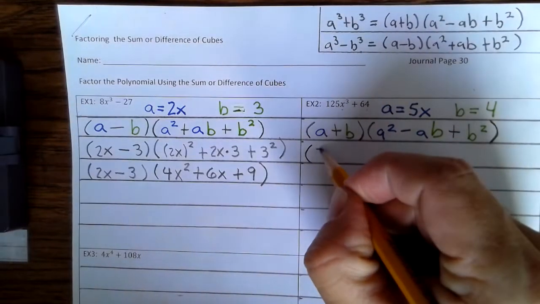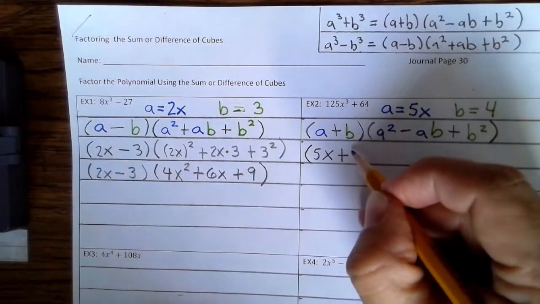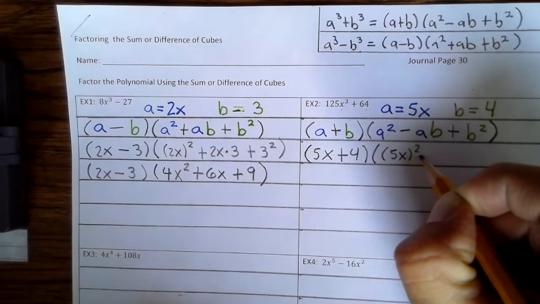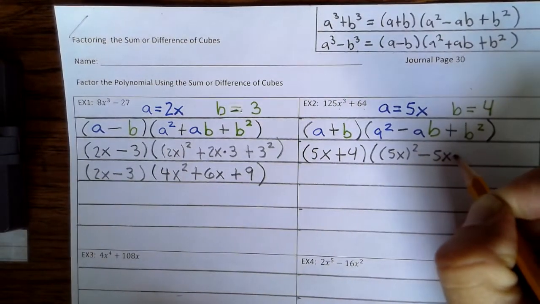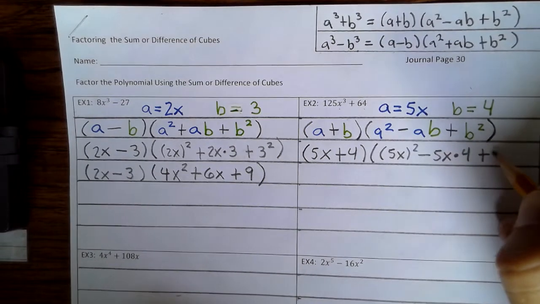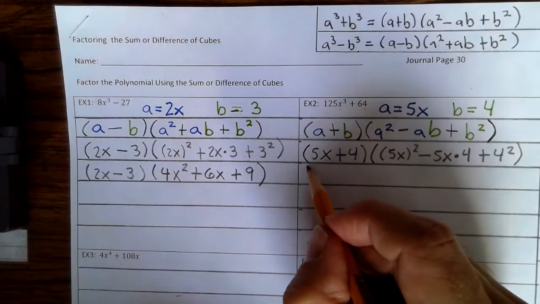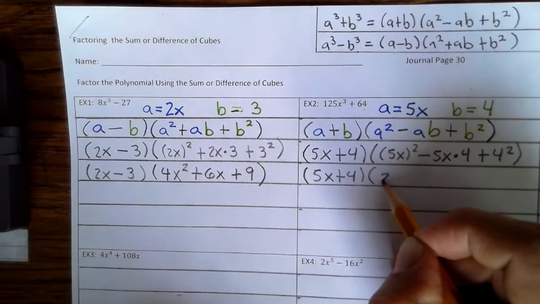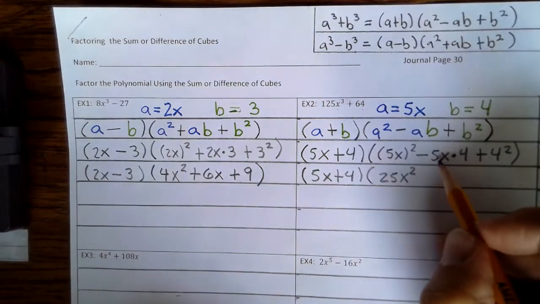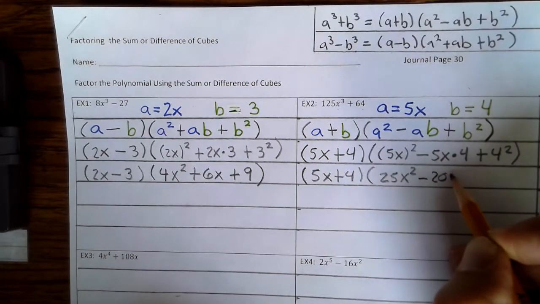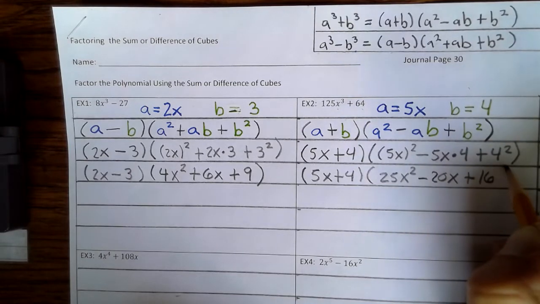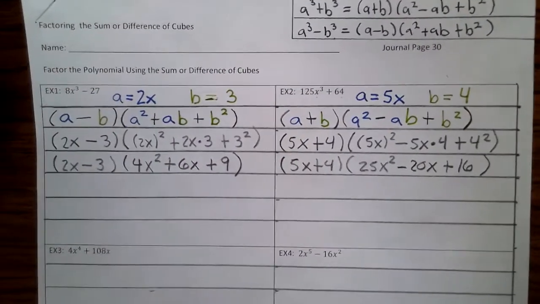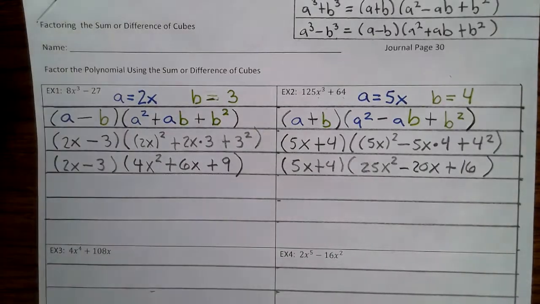So a is 5x, so that's 5x plus b is 4, parentheses 5x squared minus a, which is 5x, times b, which is 4, plus 4 squared. So then that's 5x plus 4 times 5 squared is 25, x squared is x squared. Negative 5x times 4 is minus 20x, plus 4 squared is 16. All right, go ahead and finish up example 1 and 2.